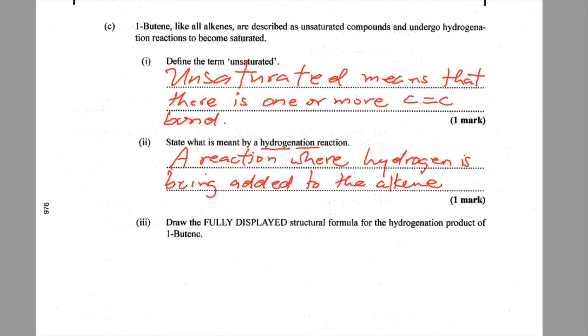So it's a reaction where hydrogen is being added to the alkene, and they want us to draw the fully displayed structural formula of the hydrogenation product of 1-butene. So let's just remind ourselves of what 1-butene looks like.